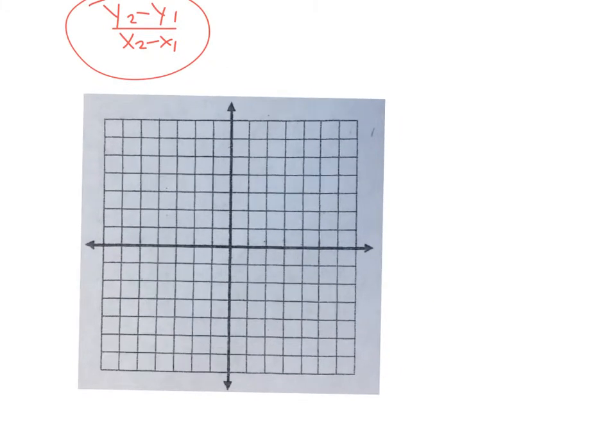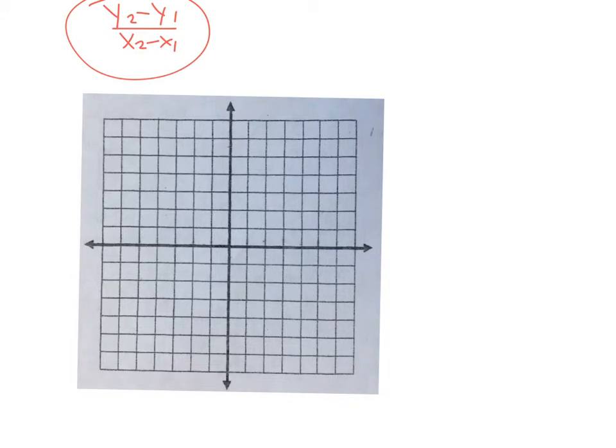Okay, so negative 2, 1 is here. Okay, so we have that point, negative 2, 1.